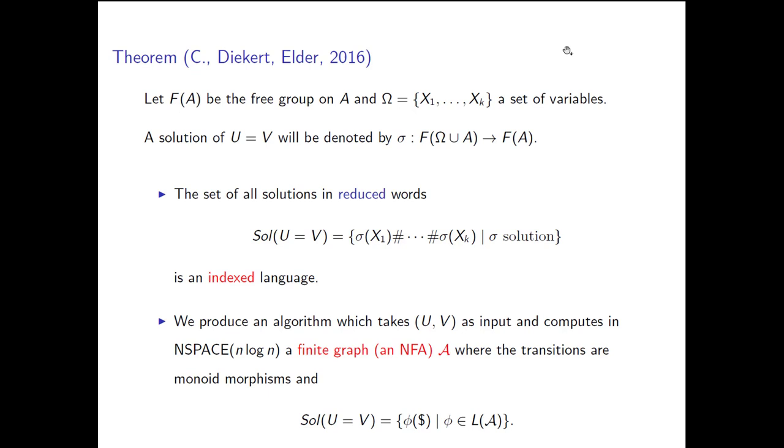Quick question. The indexed languages, they are stable under intersections or? No. Oh, they are not. So in this theorem, it's one equation and no more than one. No. So we put the systems together. Okay.